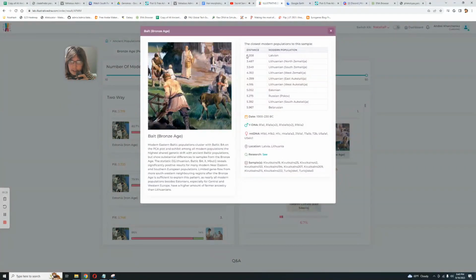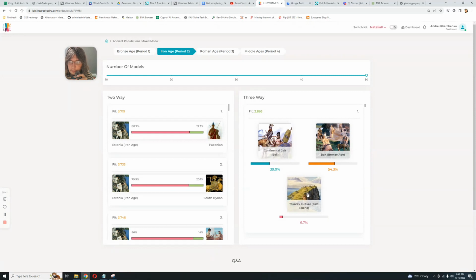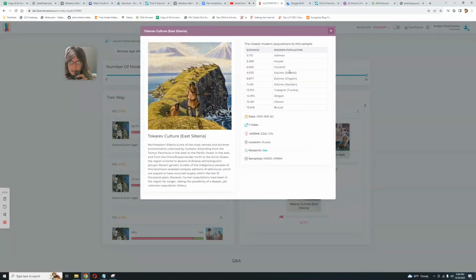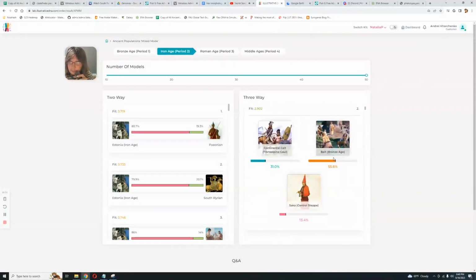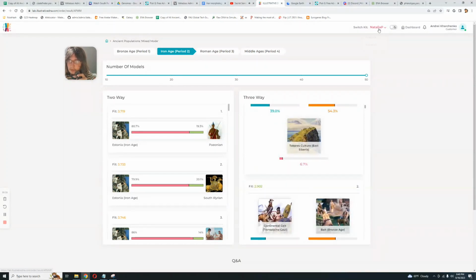She is closest to Latvians. Balts from Bronze Age are closest to Latvians, followed by Lithuanians, but very high distances. They're actually more northern than the Latvians, Lithuanians, and the rest. Much more northern. And Tokarev culture, what is that? That's Itelmen, Koryak, Chukchi, Eskimo. That's some kind of an Eskimo culture. Very interesting stuff.